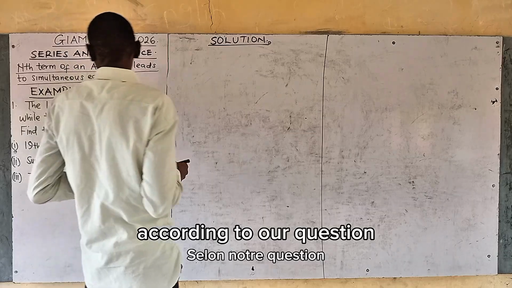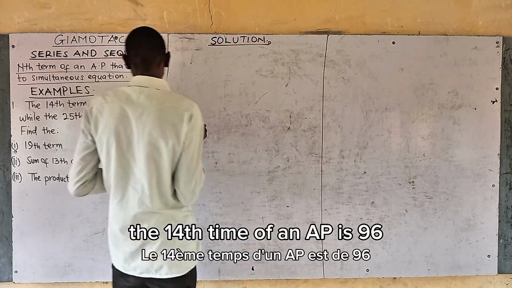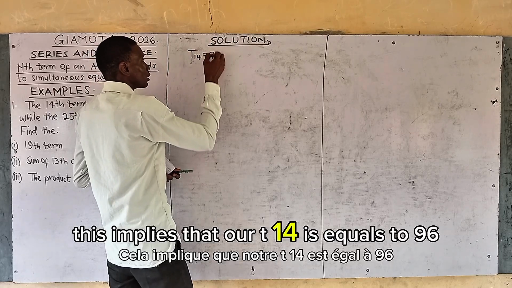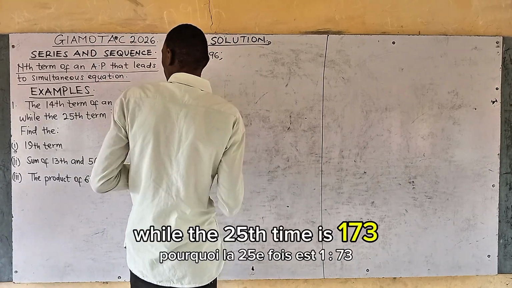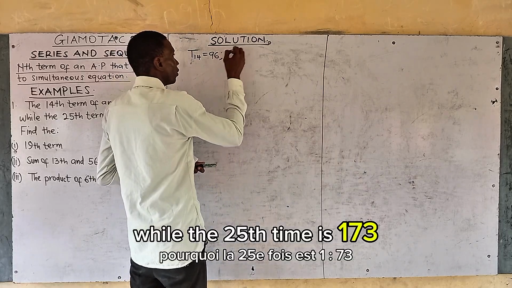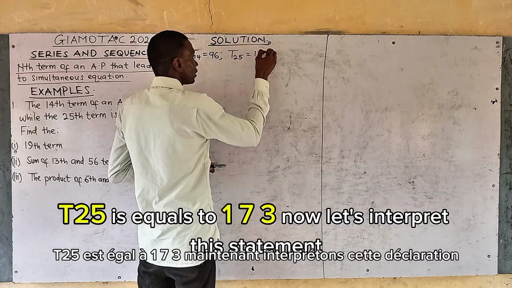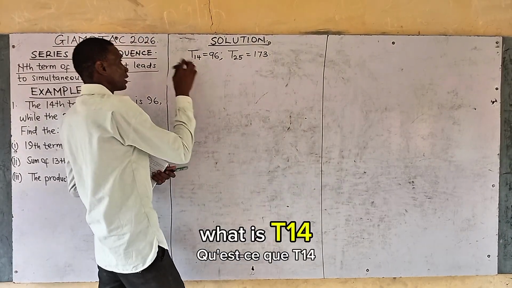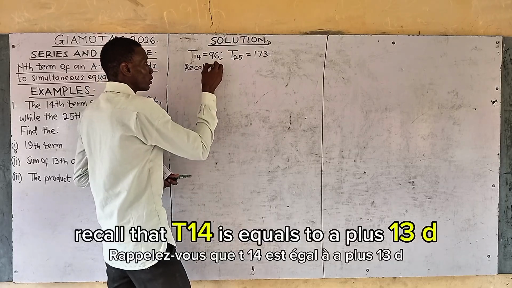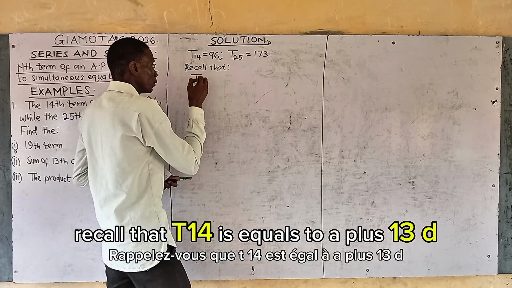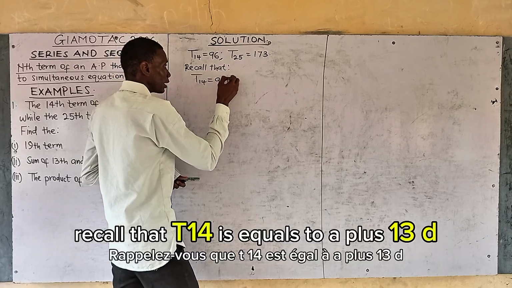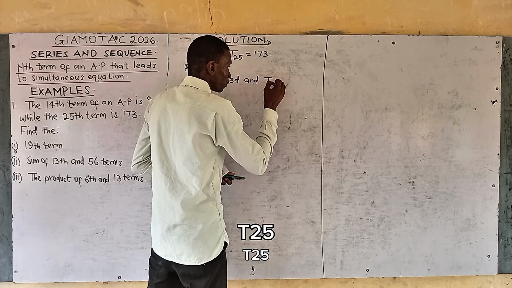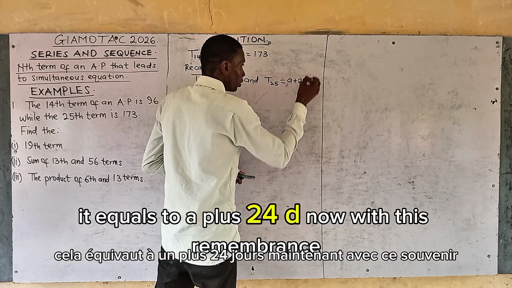Solution. According to our question, the 14th term of an AP is 96. This implies that our T14 is equal to 96. What else? The 25th term is 173. T25 is equal to 173. Now, let's interpret this statement. What is T14? Recall that T14 is equal to A plus 13D, and T25 is equal to A plus 24D.